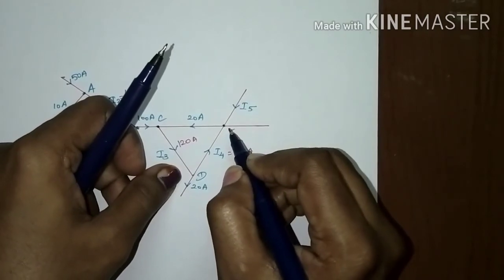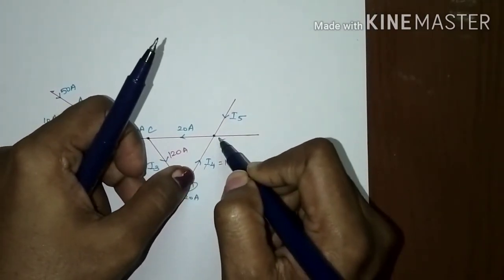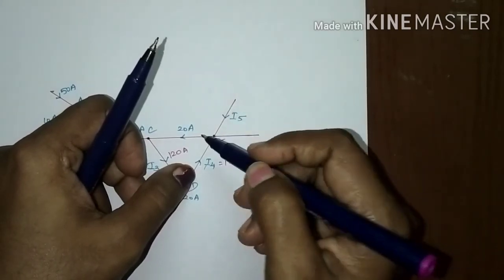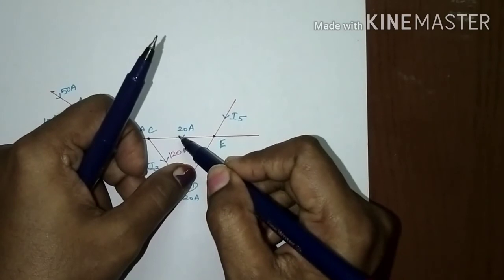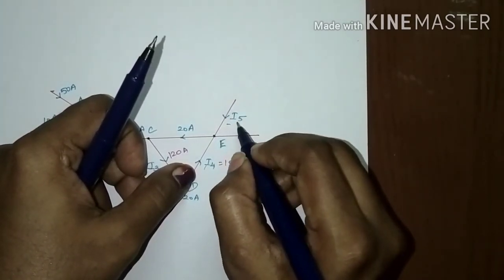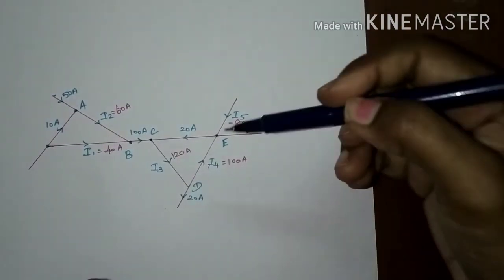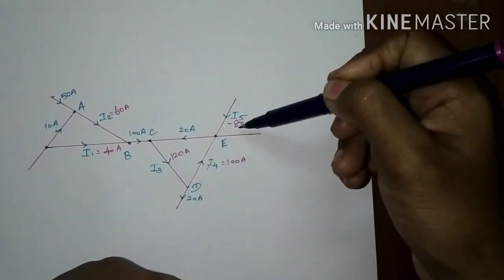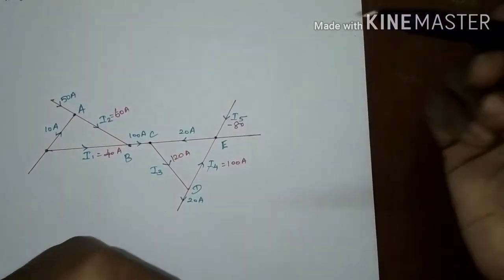In node E, 100 ampere current is incoming, right? 20 ampere current is outgoing. Incoming current is 100, outgoing current is 20. The value of the incoming current here would be minus 80. If 100 minus 80 only, the incoming current would be 20, then the outgoing current will be 20. Incoming and outgoing will be equal, giving the value of 0.